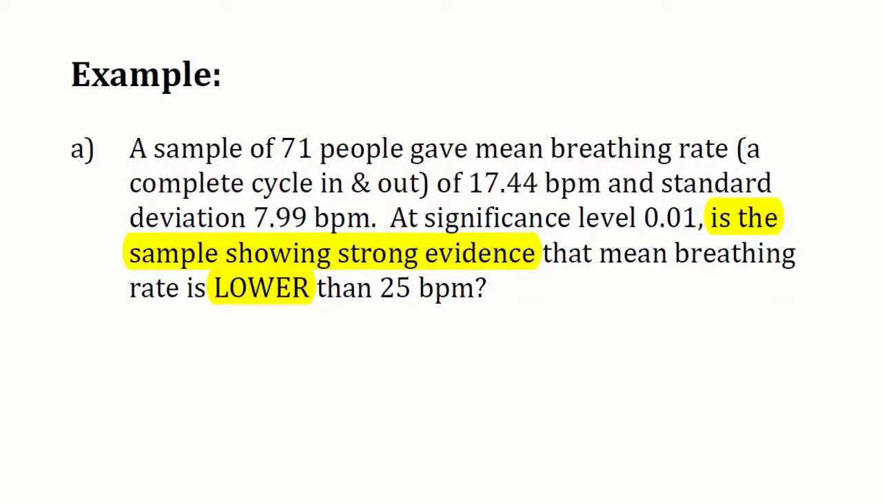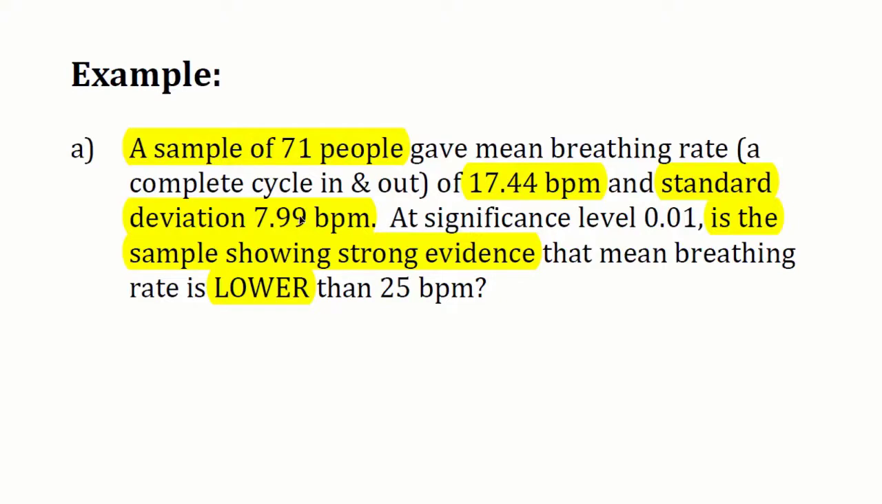And let's look again at the wording description of our example and find out more about our available information regarding the sample. So a sample of 71 people, so this is clearly a sample, and we have here a sample size that gave a mean breathing rate, and of course mean breathing rate is a complete cycle in and out, of 17.44 breaths per minute, and a standard deviation of 7.99 breaths per minute.